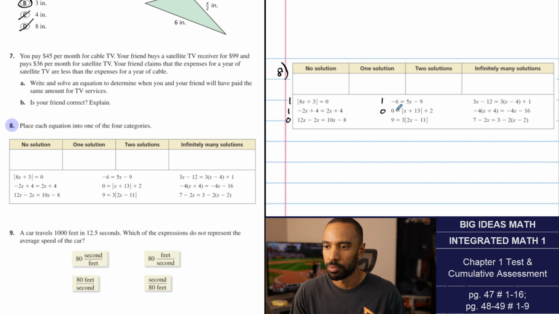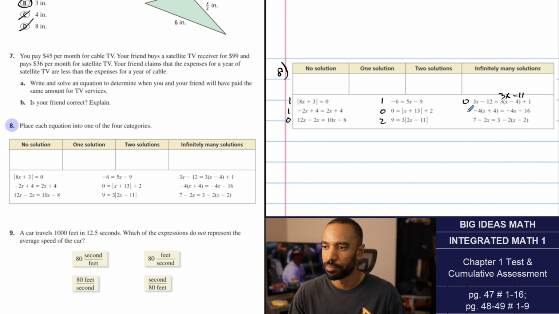This had 0. This, if I divide both sides by 3, I get a positive. And therefore, this can be either plus or minus that number. This gives us 2 solutions. This one, if I distribute the 3, I get 3x minus 12. Negative 12 plus 1 is negative 11. 3x minus 12 equals 3x minus 11. Not possible in that case.